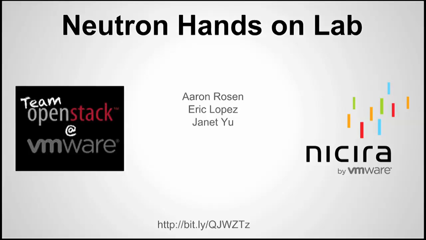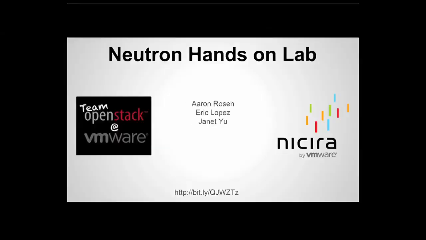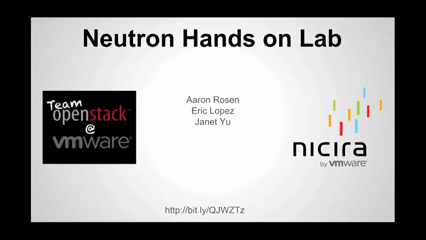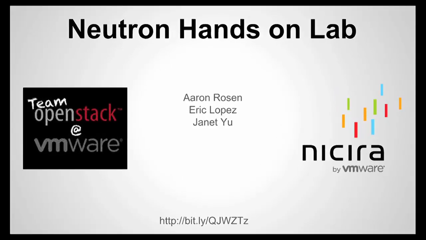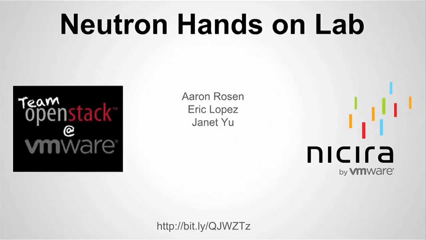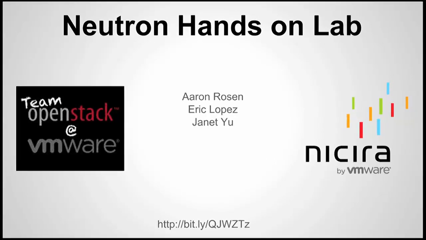So there are two ways to access the lab. The first way is you could just SSH directly into the instance if you have an SSH client, or you could use your browser, and you have to put HTTPS first and then the IP address, and then it'll prompt you for the password, paste it in. The username to SSH into is nicira, N-I-C-I-R-A.